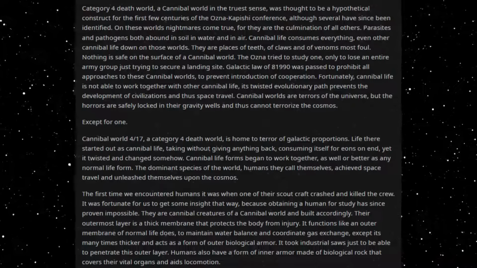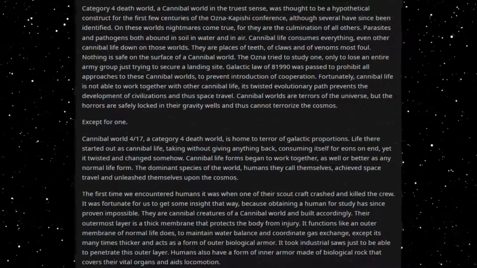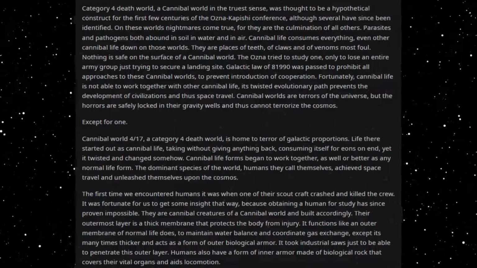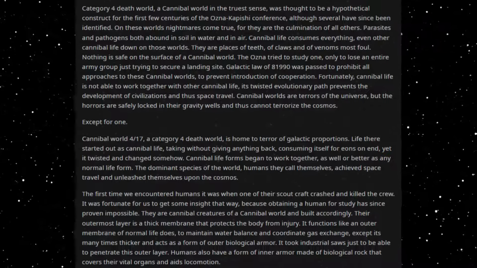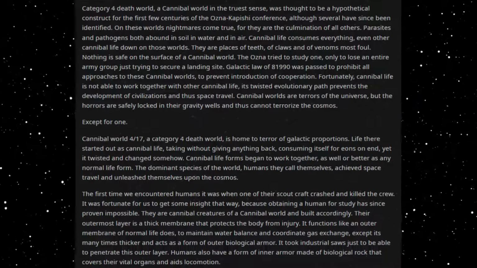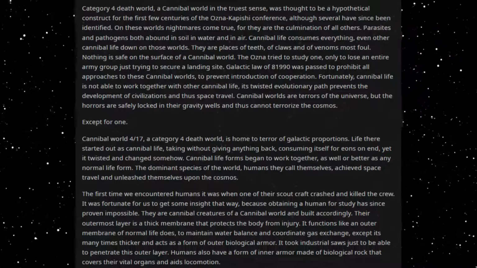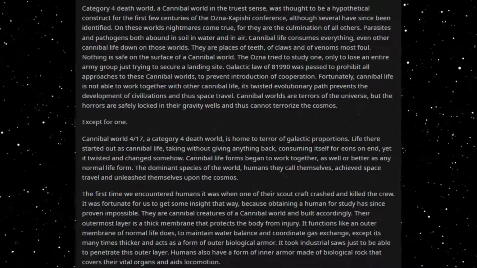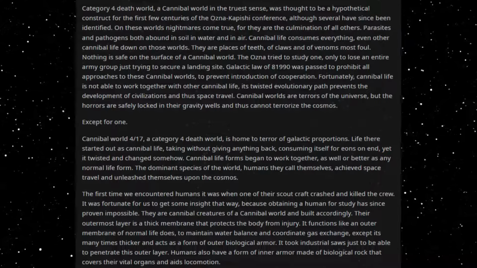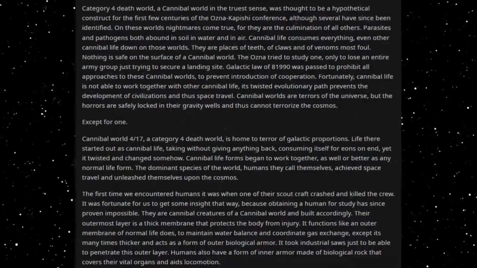Category 4 Death World. A cannibal world in the truest sense was thought to be a hypothetical construct for the first few centuries of the Osner-Capisci Conference, although several have since been identified. On these worlds, nightmares come true, for they are the culmination of all others. Parasites and pathogens both abound in soil and water and in air. Cannibal life consumes everything, even other cannibal life down on those worlds.